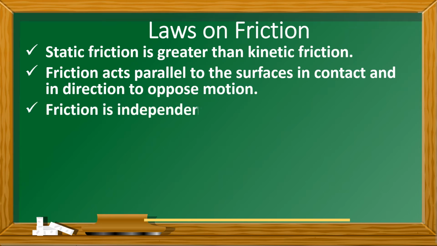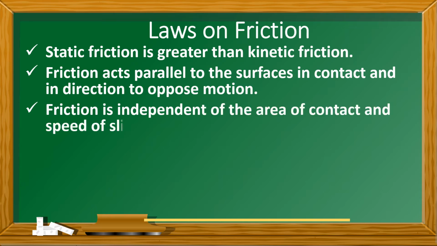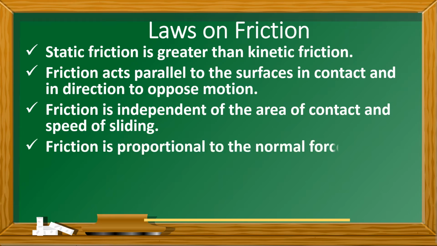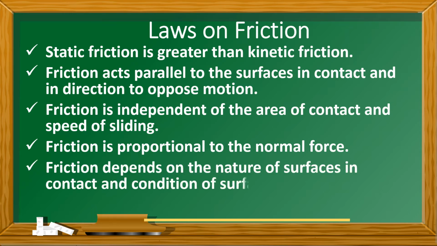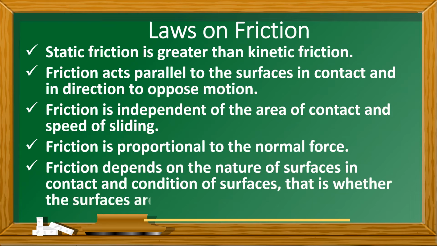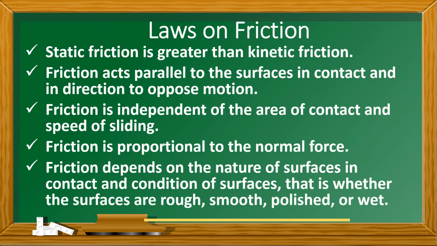The third one is that friction is independent of the area of contact and speed of sliding. We all know that the speed affects how high friction is. The fourth one is that friction is proportional to the normal force. And the last one is that friction depends on the nature of surfaces in contact and conditions of surfaces. That is, whether the surfaces are rough, smooth, polished, or wet.